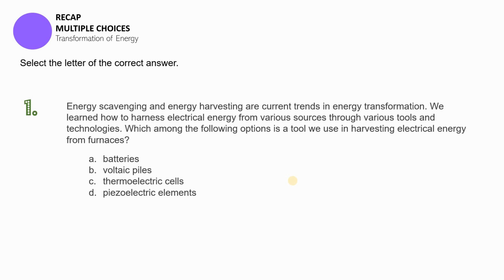Number 1, energy scavenging and energy harvesting are current trends in energy transformation. We learned how to harness electrical energy from various sources through various tools and technologies. Which among the following options is a tool we use in harvesting electrical energy from furnaces? A. Batteries. B. Voltaic piles. C. Thermoelectric cells. Or is it D. Piezoelectric elements? Pause this video if you need more time.